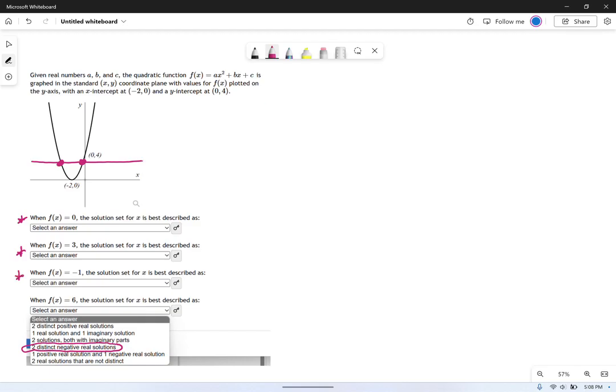Let's talk about the next one, when f of x equals negative 1. So f of x equals negative 1. I'm going to draw a line right here where y equals negative 1. Okay, what's the intersection between these two? Do you see anything? I don't know. There's no real solutions here. So I don't have 2 positive real solutions. I don't have 1 real solution and 1 imaginary solution. I don't have 2 distinct negative real solutions. I don't have a positive real solution. I don't have 2 real solutions. Okay, so we crossed out everything. There are solutions to this, but they're imaginary.